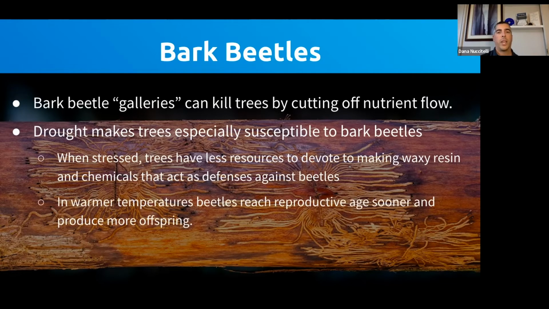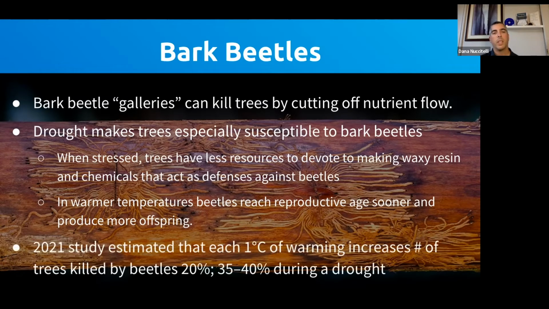And so that's one problem. And then the other problem is when you have higher temperatures, the beetles, as I mentioned, survive more in the winter, and they also reach reproductive age sooner and produce more offspring. And so they just spread more than they would otherwise when temperatures are hotter. And there was just a study last year estimating that for each degree Celsius of warming, the number of trees killed by these bark beetles increases by 20%. If you couple that with a drought, that number increases 35 to 40%. And so higher temperatures are really creating this problem of bark beetles doing a lot of damage to forests.